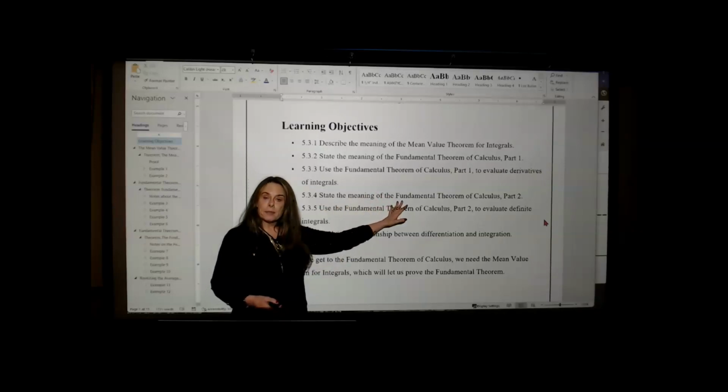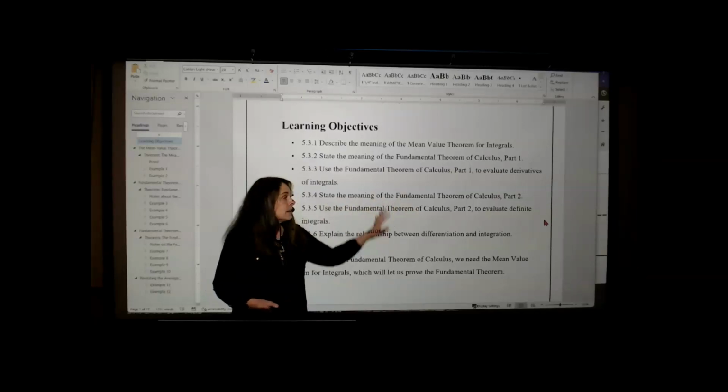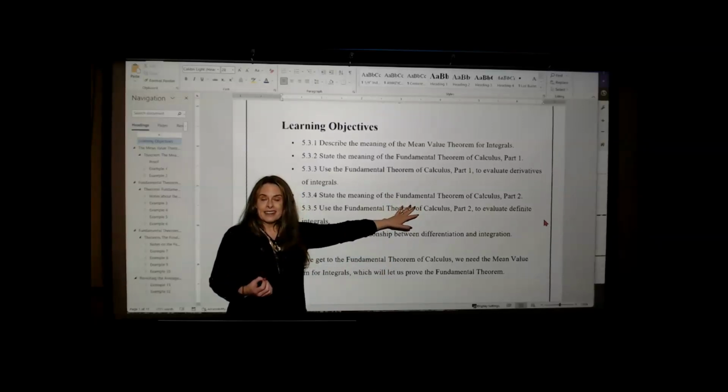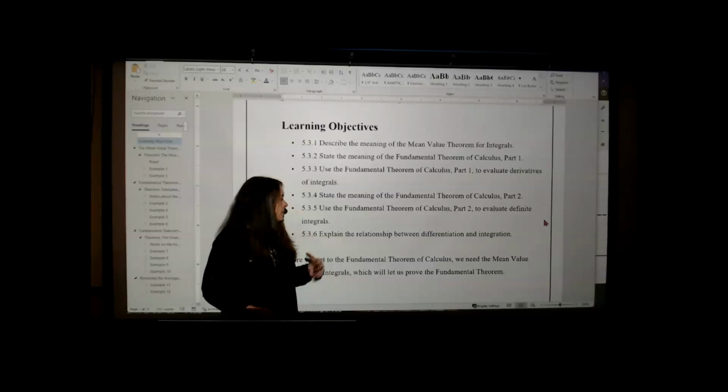Then we'll learn about the meaning of the fundamental theorem of calculus part two. This part of the fundamental theorem of calculus gets used constantly. From now on in calculus, you'll be doing derivatives and using the fundamental theorem of calculus part two almost constantly.